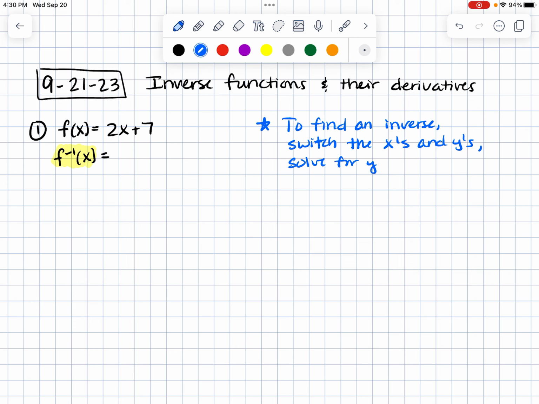Okay, so you might be going, switch the x's and y's? I don't even have a y in here. Well, remember, f of x is just a fancy name for y, so let's go ahead and do it. So I'm going to have y equals 2x plus 7. Now, what does it mean to switch the x's and y's? It literally means put the x where the y was and put the y where the x was. So we're just going to flip them around.